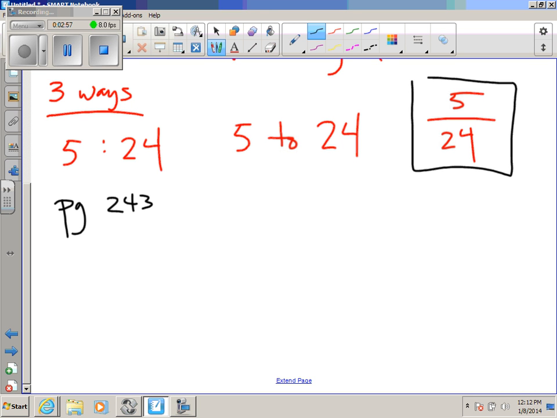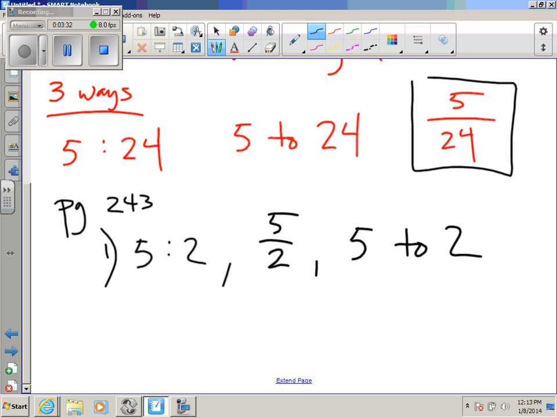So numbers 1 through 3, write a ratio in three ways, comparing the first quantity to the second. So here they're asking for all three ways. Number 1 says, a week has 5 school days and 2 weekend days. What's the ratio? 5 to 2. Give me another way I can write that same ratio. 5 over 2, and Mia said 5 to 2.